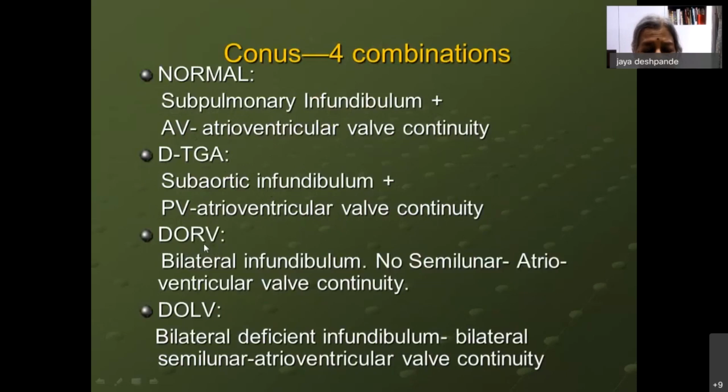In double outlet right ventricle, you have bilateral infundibulum. Therefore, there is no semilunar or arterial valve to atrioventricular valve continuity. In double outlet left ventricle, you have bilateral deficient infundibulum. That means there is bilateral semilunar or bilateral arterial valve to atrioventricular valve continuity.